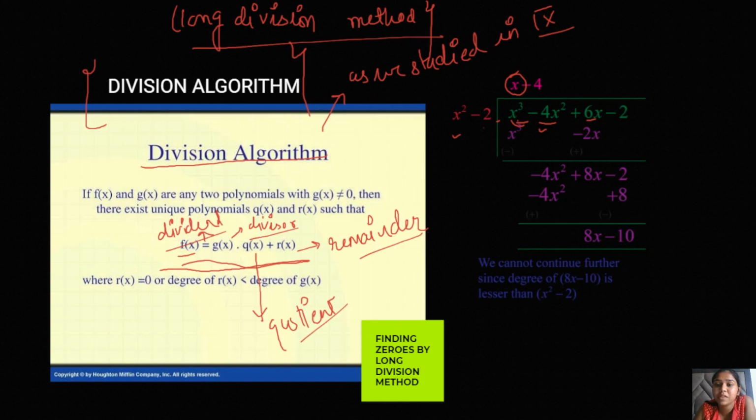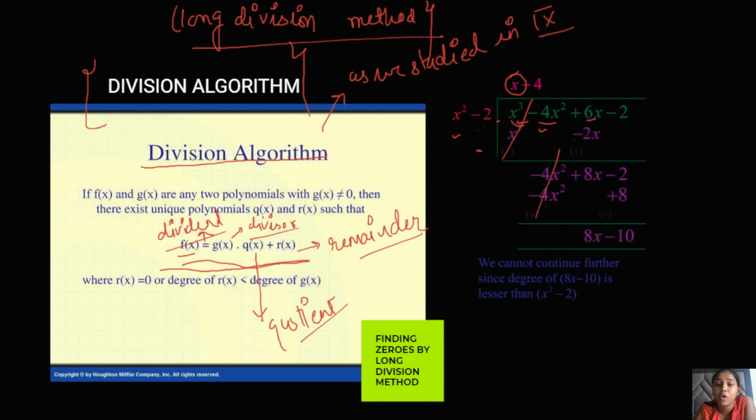So x cube divided by x square will be x, so I'm writing x here, then multiply both of them, you will get minus 2x. Put this minus 2x beneath the term which has only x in it. Then for the elimination method you have to change the signs. So this is plus, this will be minus, this is minus, this will be plus. These both will be cancelled. This will be as it is, minus 4x square plus 8x minus 2. Again divide this term with this term, you will get minus 4. So this will be cancelled. In this you will get 8x minus 10.